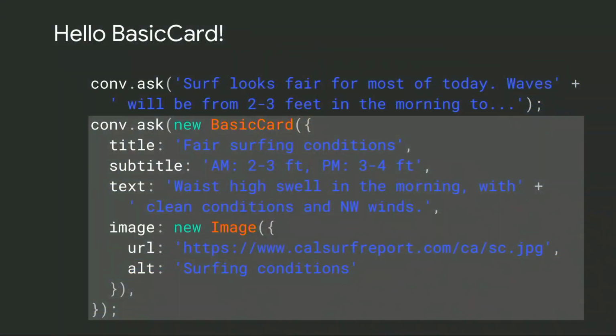So let's see how. One of the best visuals we can add, and the easiest ones to add, is a basic card. And here's an example from the Node.js client library of how to add a basic card to your responses. So we start with the spoken prompt as usual, and the second statement of ask adds a basic card. A basic card can have a title, subtitle, body text, and optional image.